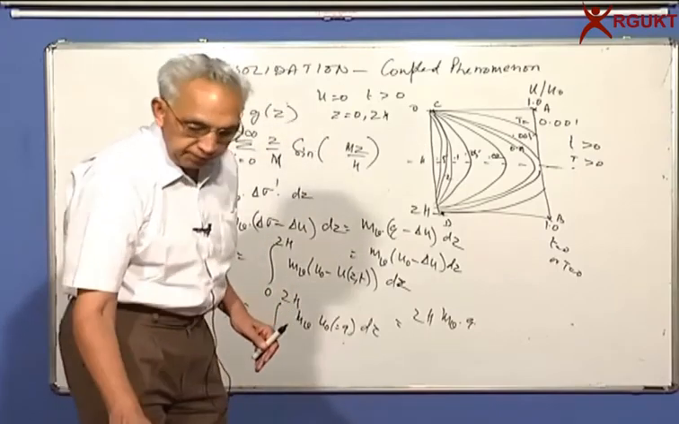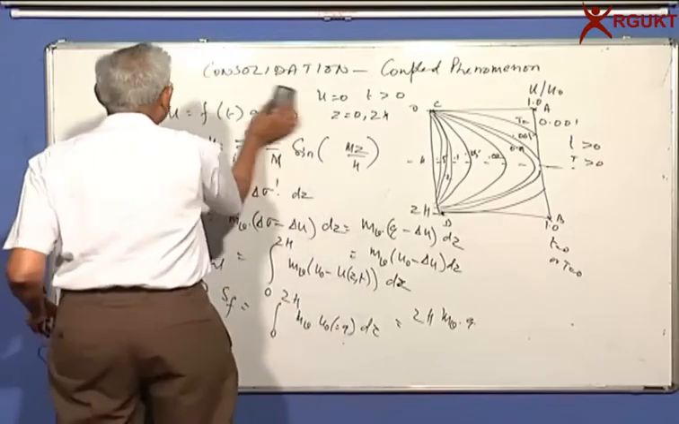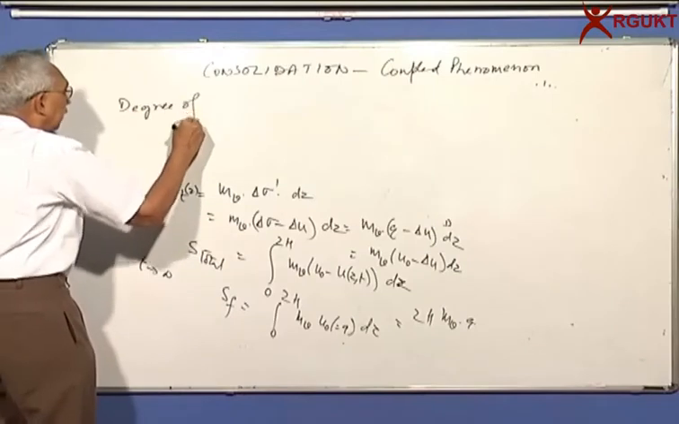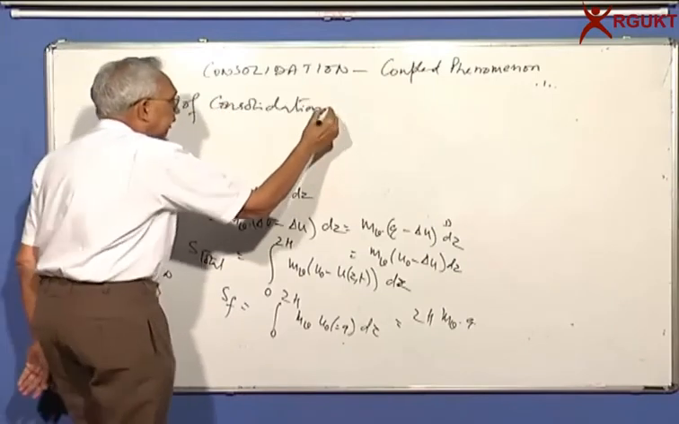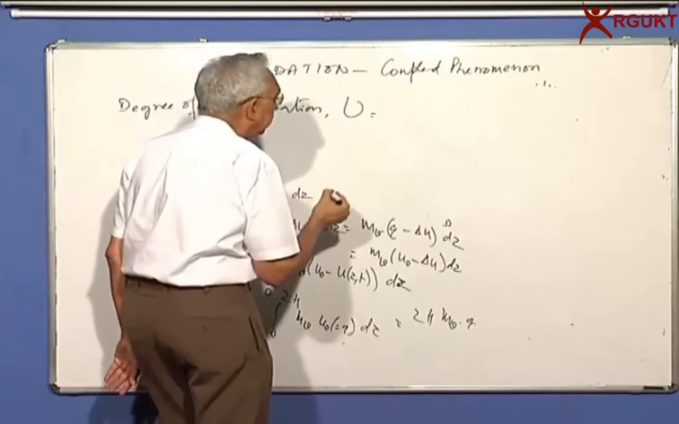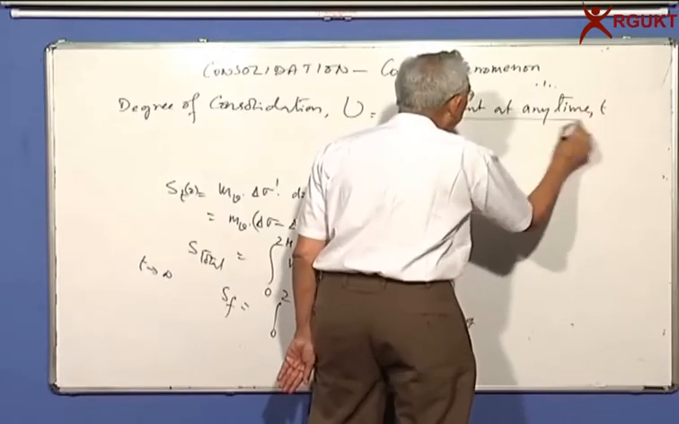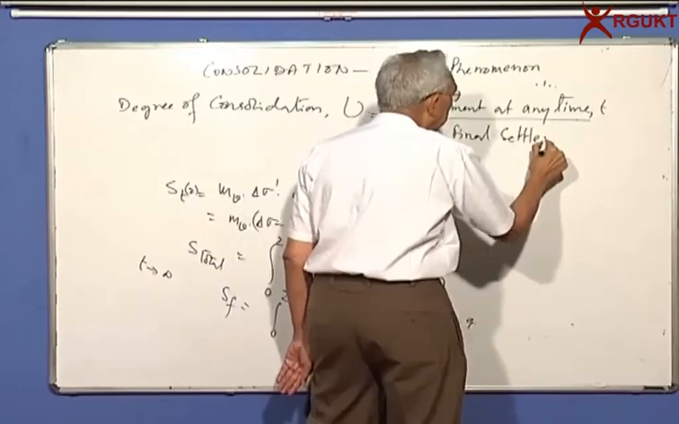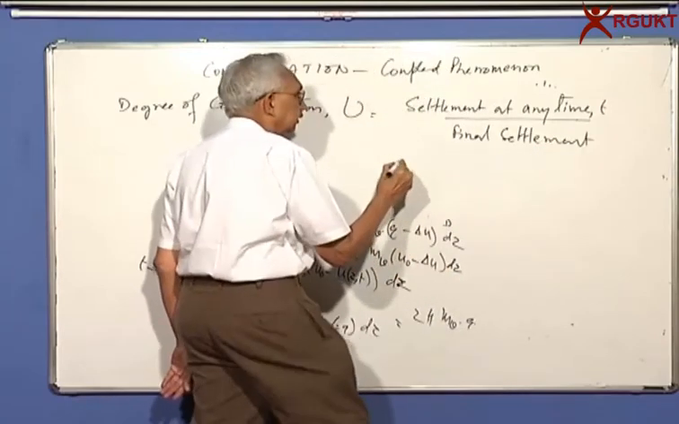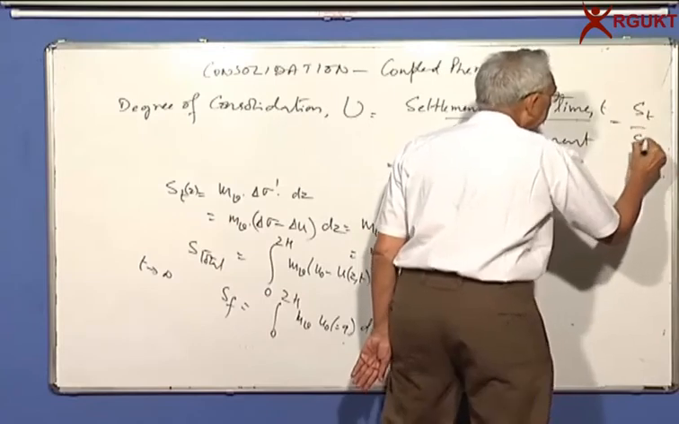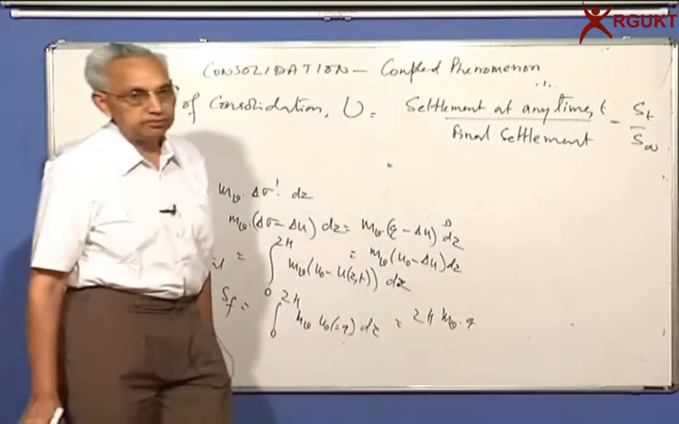The new term we define now is called degree of consolidation. Degree of consolidation is represented by capital U, the settlement at any time t divided by the final settlement. So I can write it as S t and S infinity, S t tending to infinity.